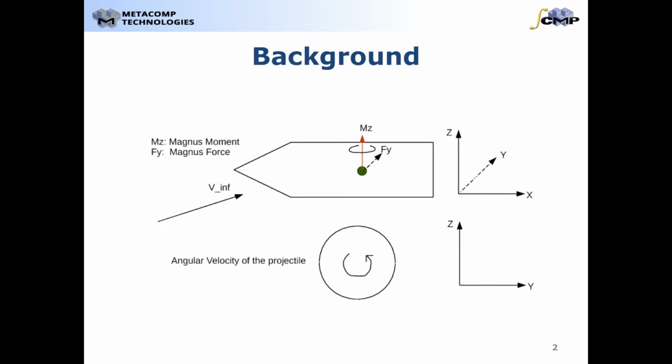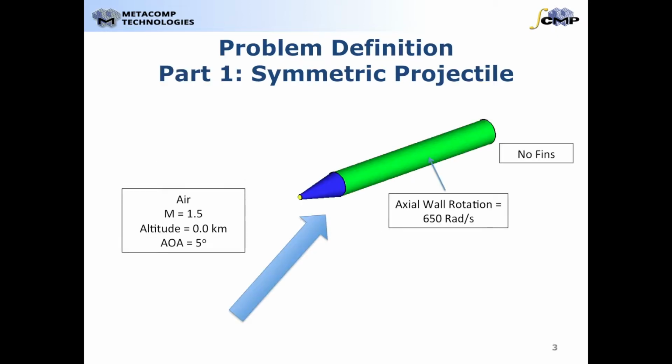This example demonstrates how CFD++ can be used to calculate the Magnus force and moment for rotationally symmetric and non-symmetric projectiles. For the case of a symmetric projectile, we have air coming in at Mach 1.5 at an altitude of 0 kilometers and an angle of attack of 5 degrees. Since this projectile is symmetric, we can apply an axial wall rotation boundary condition of approximately 650 radians per second.